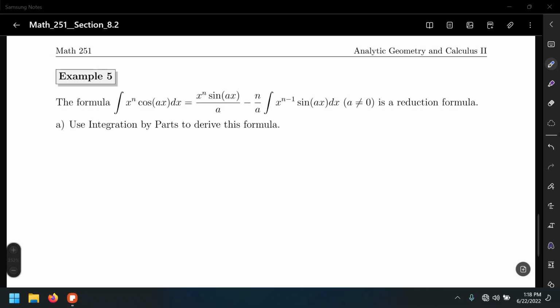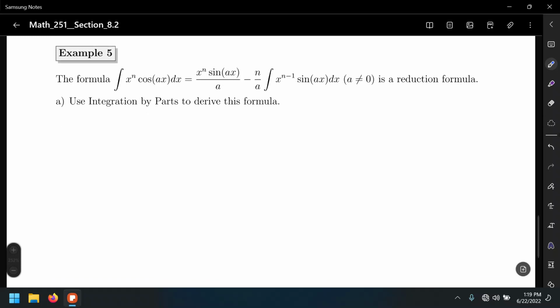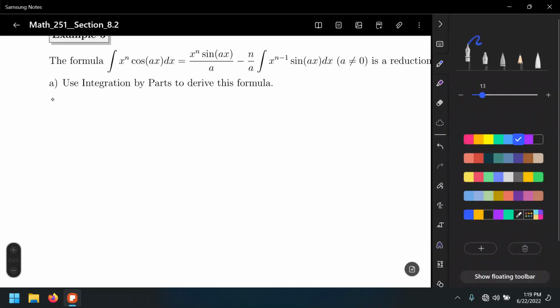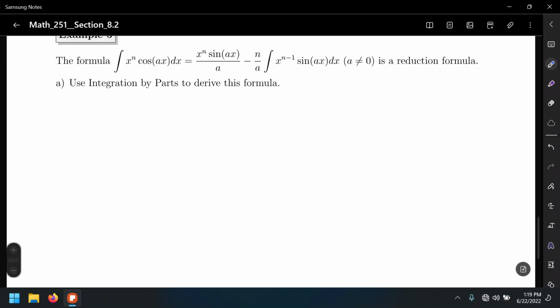Letter A. Use integration by parts to derive this formula. Of course, in this case, notice this one doesn't have any numbers at all. It's all symbols. So what we're going to do, that's the integral of x to the n cosine ax, which is something we have already done with numbers, where n was a given number and a was also a given number. In this case, we need to set up the parts.